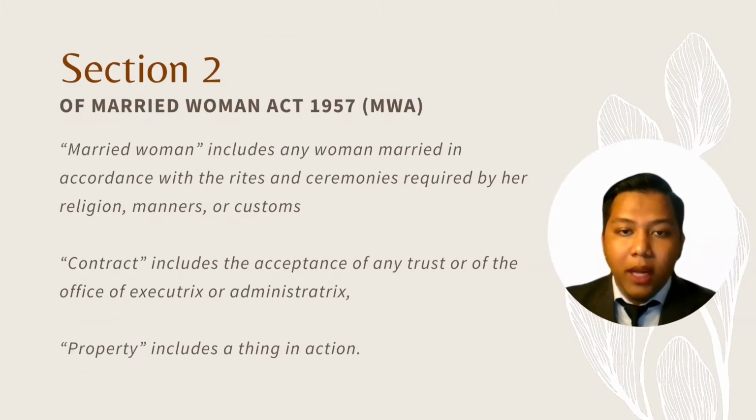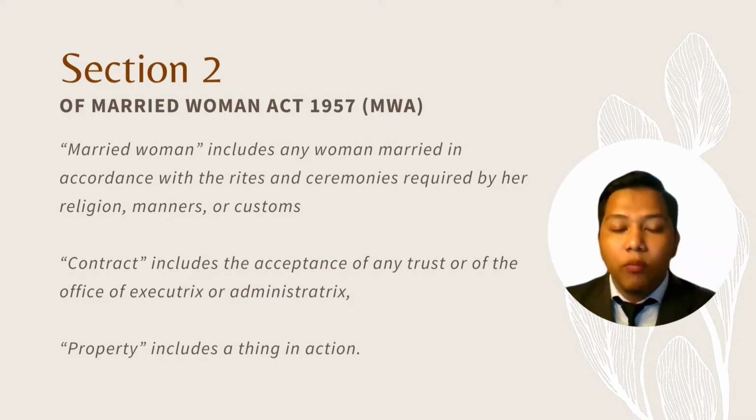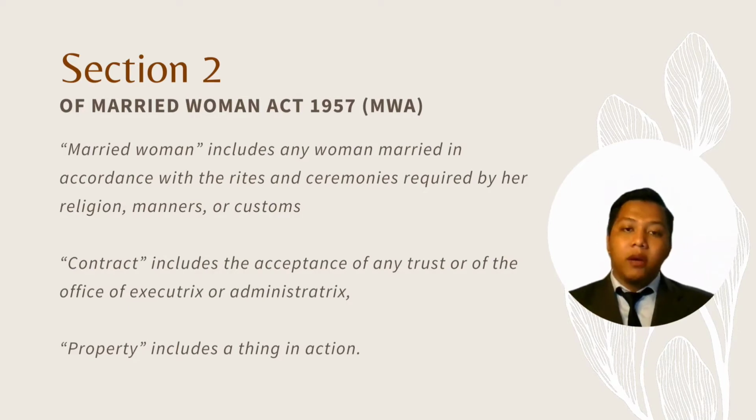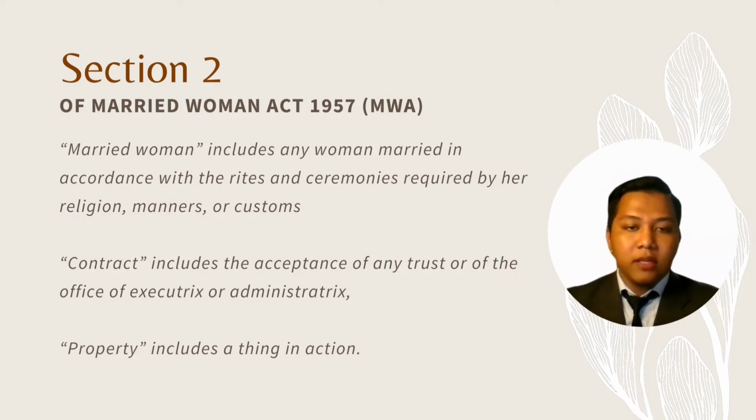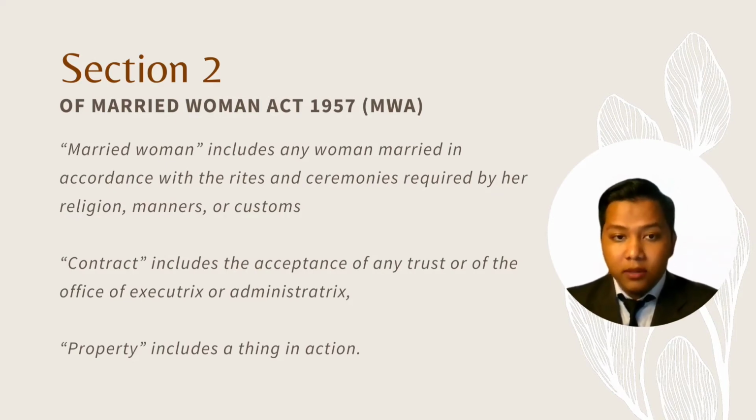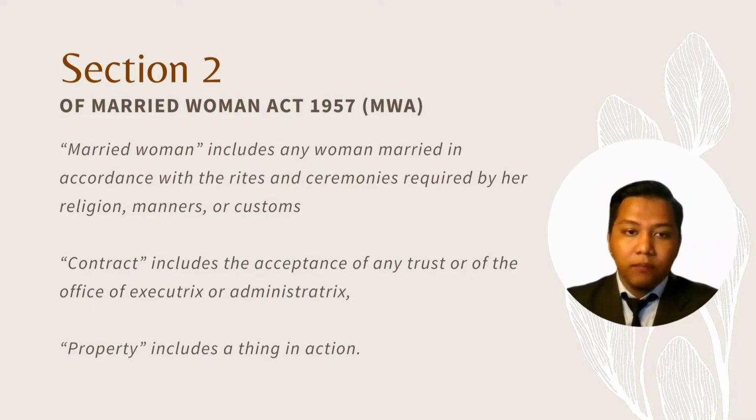Section 2 of the Married Women Act 1957 says that a married woman can be defined as any woman married in accordance with the rites and ceremonies required by her religion, manners, or customs. And the term contract itself includes the acceptance of any trust or of the office of executrix or administratrix. And property includes a thing in action.